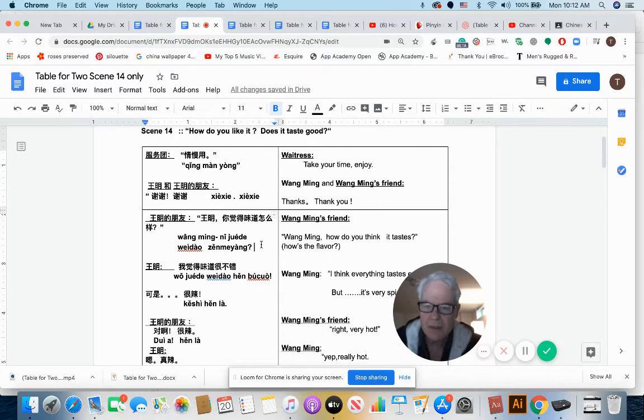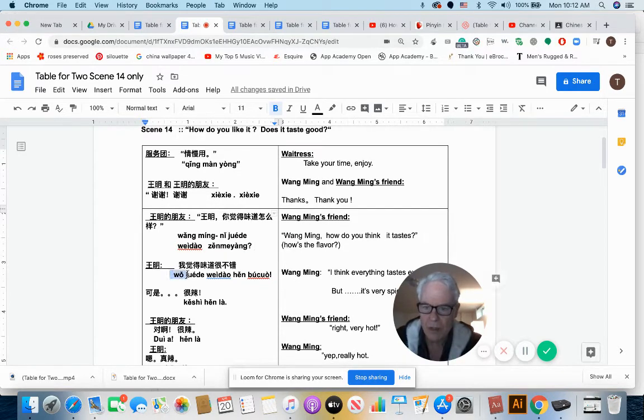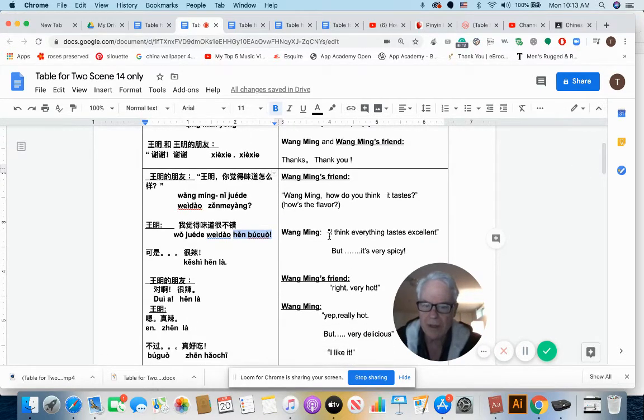And Wang Ming answers, 我觉得. He says the same thing. Here's 你觉得, and Wang Ming says 我觉得 味道. I feel the flavor is what? 很不错. 不错 is another way to say good. He could have said other things, but he said that this time the 味道 is 不错, 很不错, very good, excellent. 味道很不错.